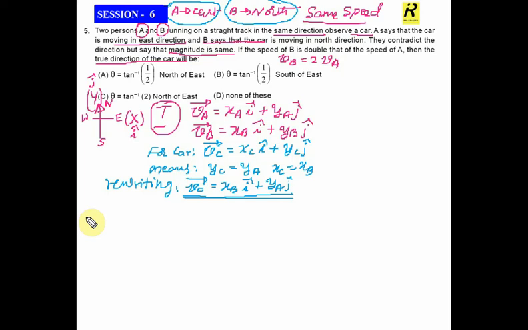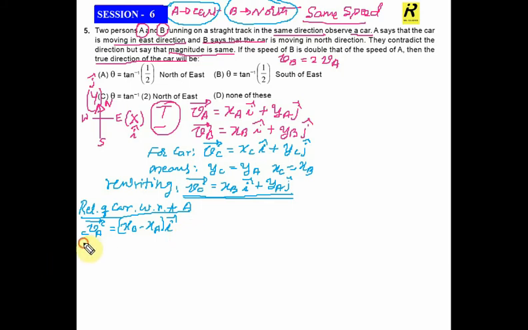Now I find the relative velocity of the car with respect to A. So VCA equals XB minus XA into i cap. But the y coordinates of A and the car are the same, so the subtraction makes 0. So no need of writing anything further.